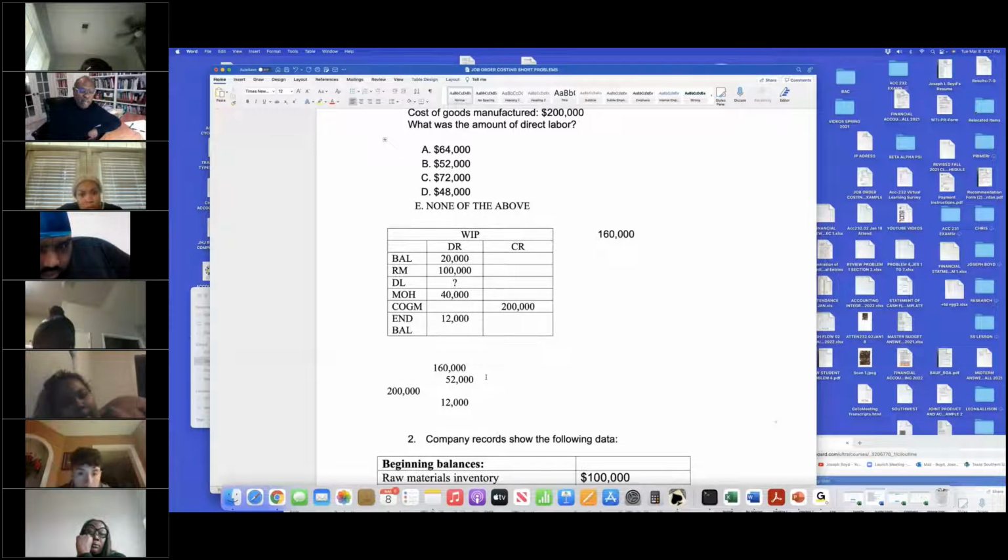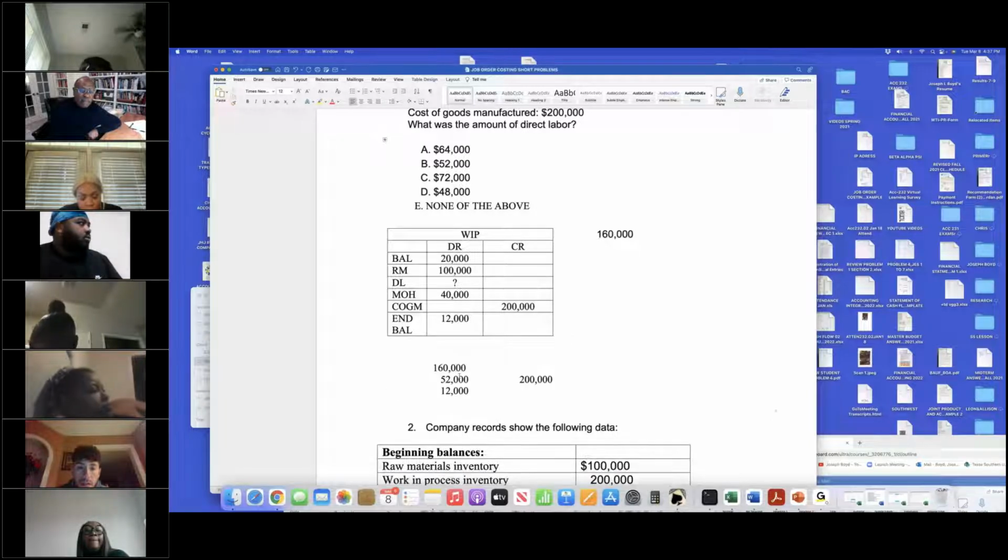So we would have $160 plus 52 is how much? Is that 212? Yes. And we subtract 200, we get 12,000. So that's all they wanted to do: put up a little T account like this and get the amount. Any questions?